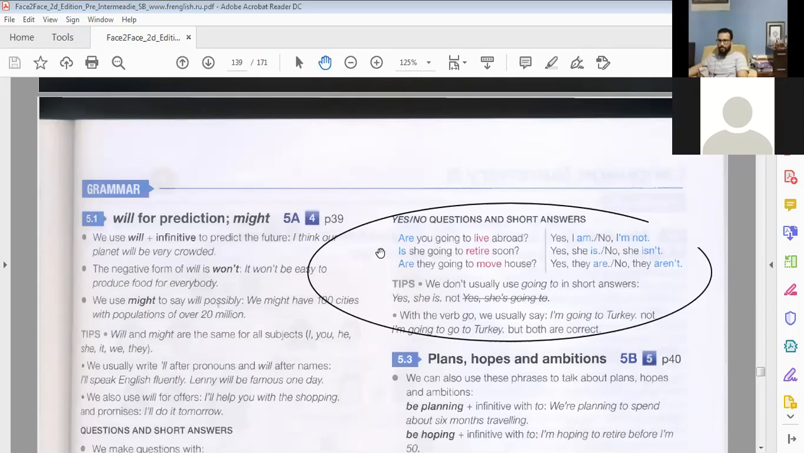Yes, we use will plus infinitive to predict the future. For example, I think our planet will be very crowded. We finished will. The negative form of will is won't. It won't be easy to produce.